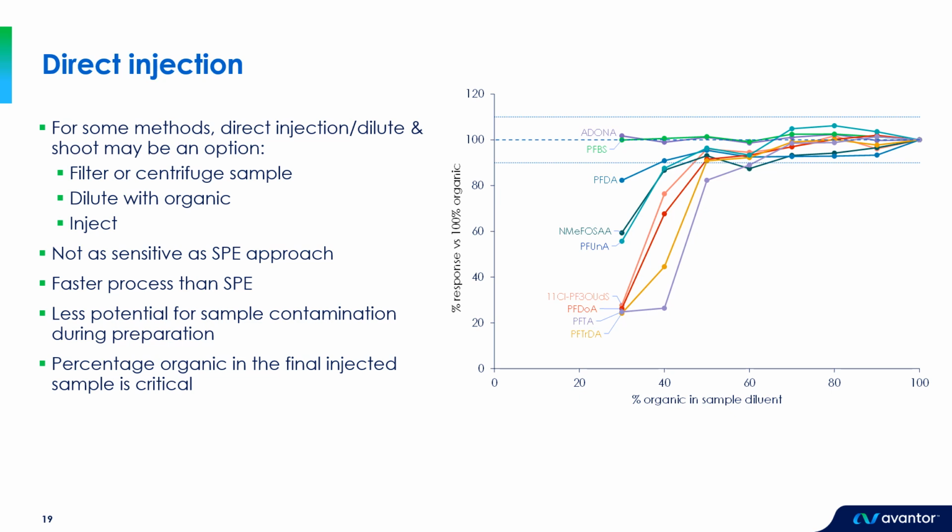However, as we move to 50% and then drop down to 40%, you can see that while some of our early eluting, less hydrophobic PFAS, such as ADONA and PFBS, show 100% response, the longer chain PFAS tend to give much lower responses. So really from this, if you're looking to use the direct inject approach, you need to be maintaining at least 50%. I would say probably more like 60% organic solvent in your final sample diluent.